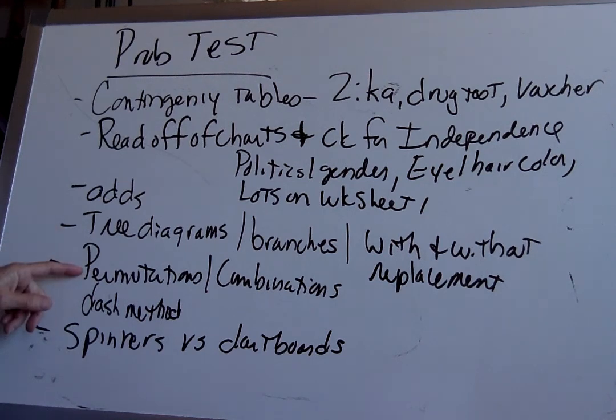Permutations, combinations, all different counting principles. Sometimes we avoided a permutation, we just used the dash method. Sometimes we use the dash method anyway, like the phone number problem. It was not a permutation or a combination. It was just, let's think through the problem. And then spinners versus dartboards, that would have been back towards the beginning. So all of that stuff. Now, I want to make another comment right here. I'm about to erase, so if you're not ready, pause me, write this down.